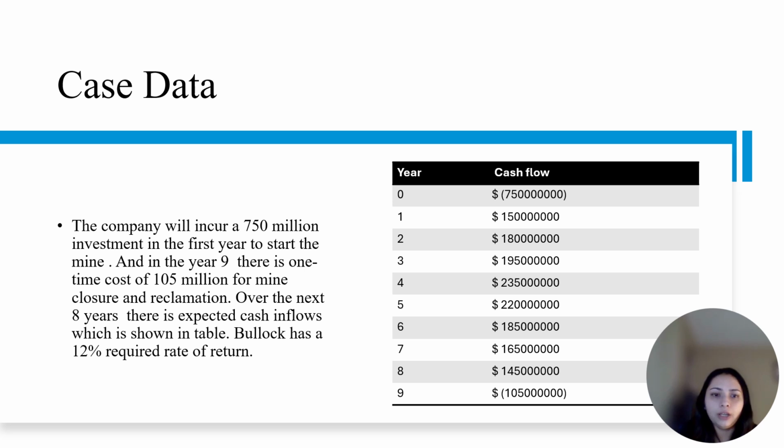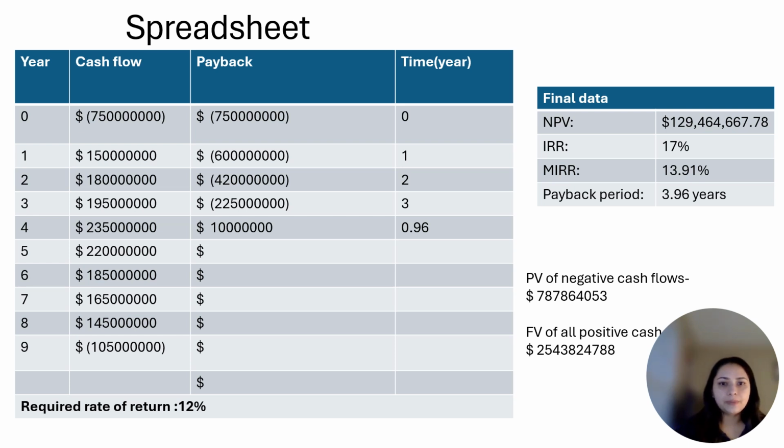In the ninth year, the company will incur a 105 million cost for the mine closure and reclamation. This is the one-time cost for shutting down the mine. Bullock has a 12% required rate of return. So using this data, we'll analyze the project. So let's see the spreadsheet of the data.